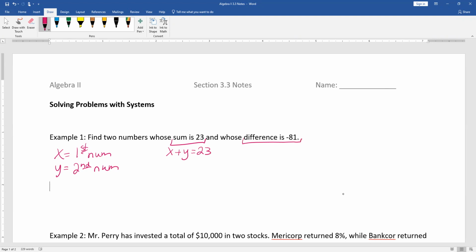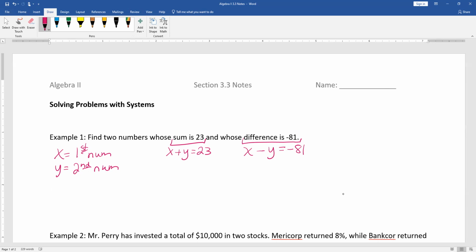If they said the difference between the second number and the first number, then you would use the second number first. But in this case, we're just going to make the educated assumption that they want the difference between the first number, which we labeled as x, minus the second, and that equals negative 81. Okay, so now we have a system of equations.